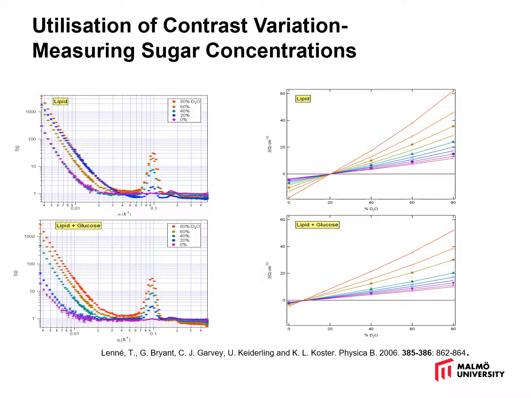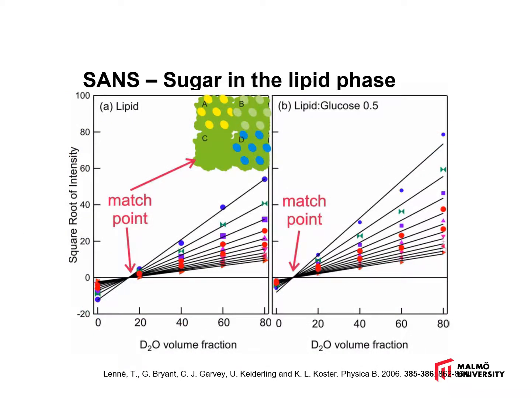At the match point, the scattered intensity is 0. And we can determine this from several linear regressions. If we add a little bit of sugar, it shifts the match point due to the perturbation of the sugar to the overall SLD. This method actually allows us to measure how much sugar is in the lipid. This is information that you would not get by any other technique, and is really quite simple.